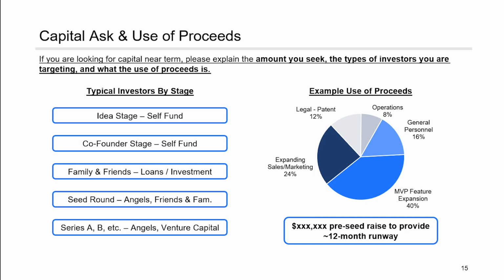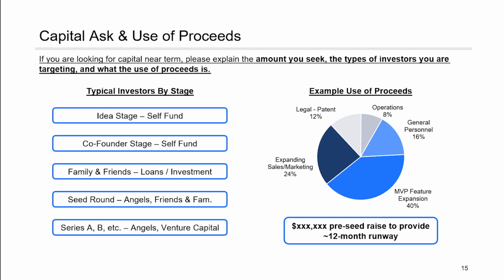And the average startup is going to need something, right? And typically the need is going to be capital, and it's going to be an explanation of where that capital is going. So on the left-hand side, you'll see these are typically where you're seeing capital come from in the startup community. At the idea stage and at the co-founder stage, you're going to be getting a lot of self-funding. This is typically where this money is going to come from. It's going to come from you, and it's going to be the kind of initial investment that shows you've got skin in the game.